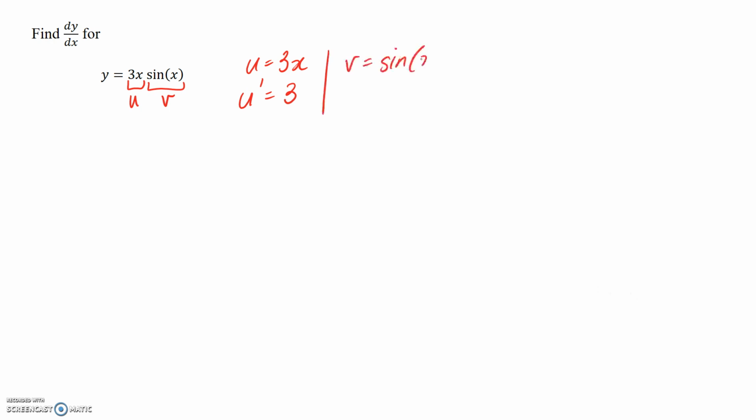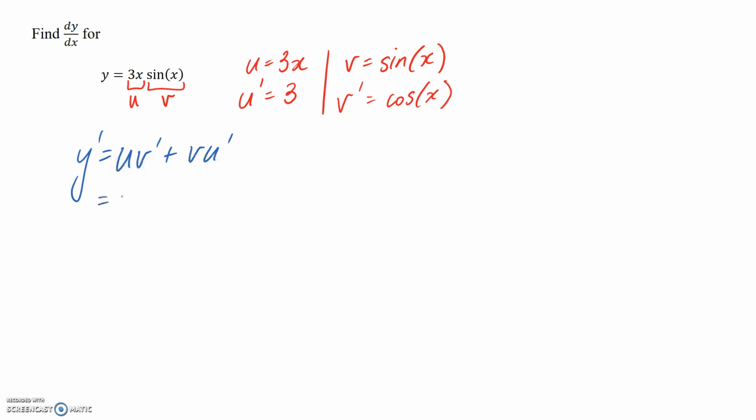And if we said that v is equal to sine x, taking the derivative of that, we know that sine goes to cos. So we're just left with cos x. So now we need to take our derivative using our product rule, which looks like this. So uv dash plus vu dash.